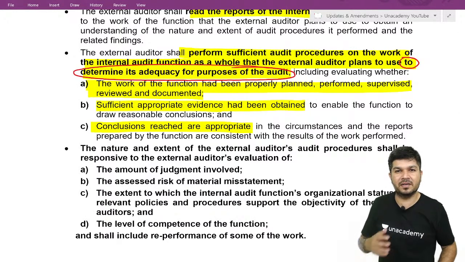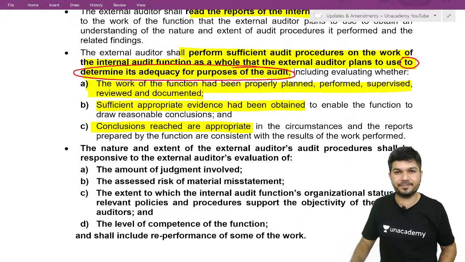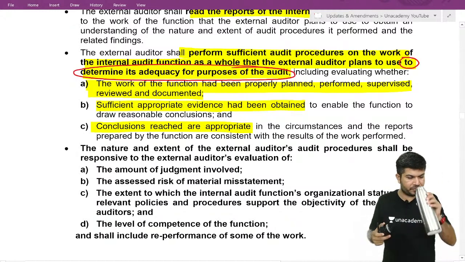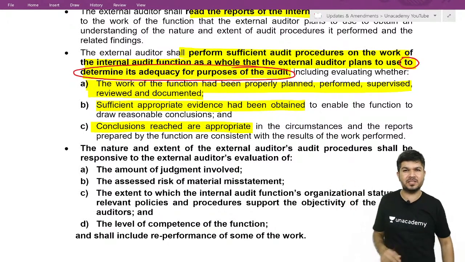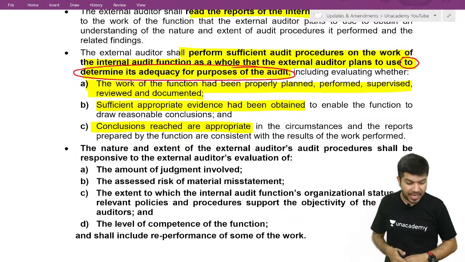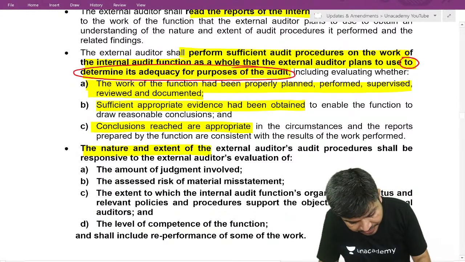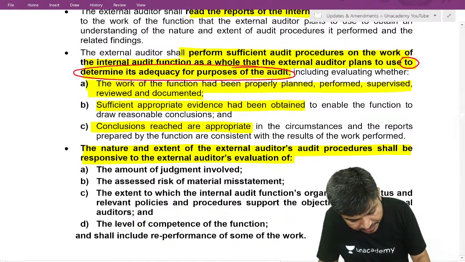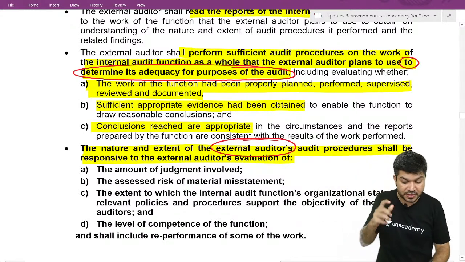Now question. If I rely on the internal auditor, does it mean that I would not do anything else? No, I may also be doing something else. So see, the nature and extent of the external auditor's audit procedures shall be determined.